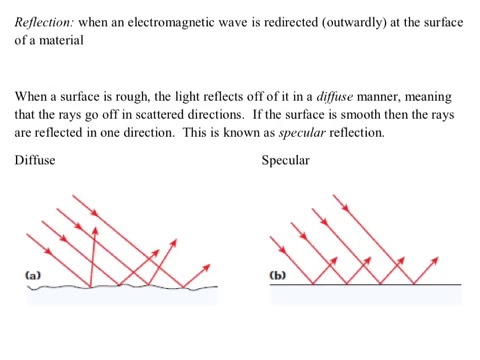First, we're going to talk about reflection. And this is my own definition. Your book doesn't give you one, or it gives you one, but it's a little bit odd, I think. I wrote, when an electromagnetic wave is redirected outwardly at the surface of a material. Okay? So reflection is just some sort of EM wave. It doesn't have to be a light wave.